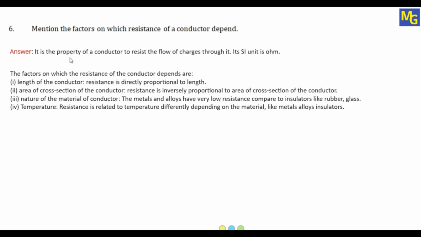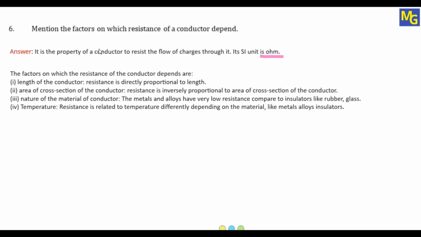Now the sixth question is, mention the factors on which resistance of a conductor depends. So we have to write some factors on which resistance of a conductor depends. Before writing the factors, first we will see what is resistance. It is the property of a conductor to resist the flow of charges through it. It is the property of a conductor which will not allow the current to flow through the conductor. That property is called resistance, and its SI unit is ohm.